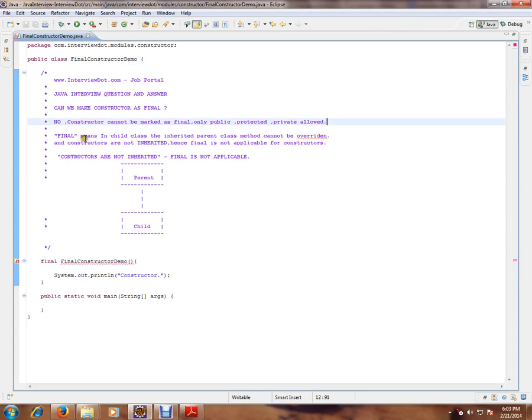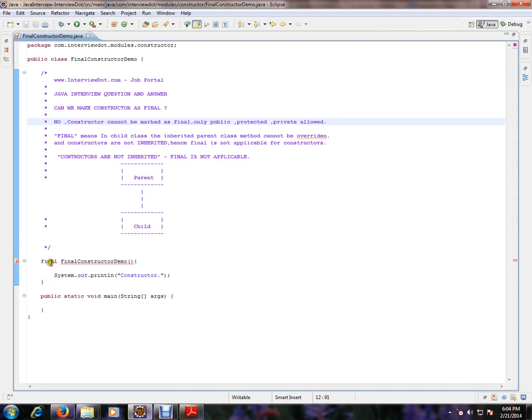Please remember, final means in the child class, the inherited parent class method cannot be overridden. So for example, I have a parent class, and in the parent class I have a method called A. When I mark that method A as final, that means in the child class I cannot override that final A method. That's what final means. Since constructors are not at all inherited, final is not applicable for constructors. Please remember, constructors are not inherited, so final is not at all applicable.